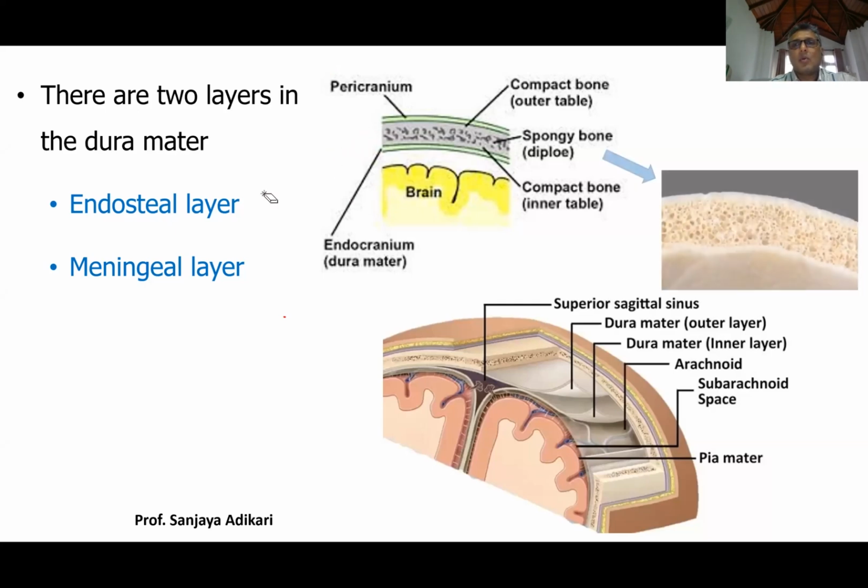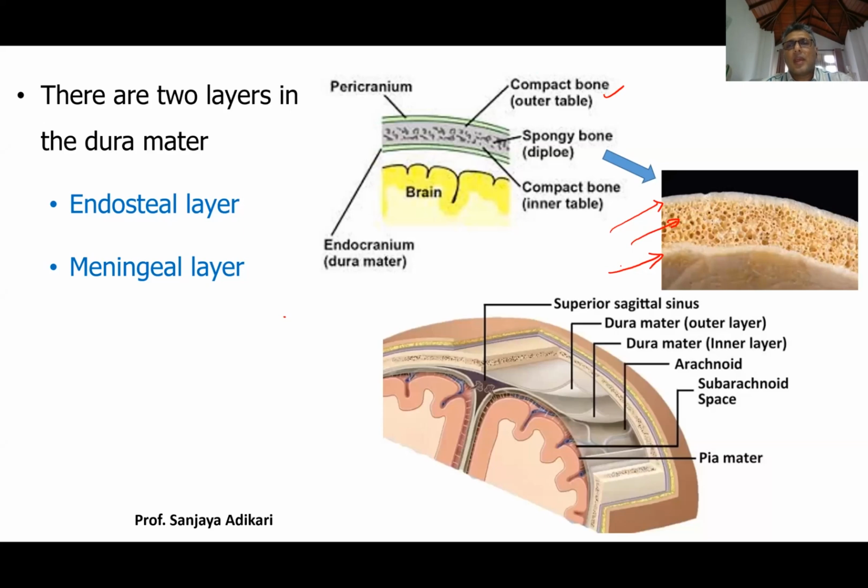If you look at the skull bone itself, this is how you see it in a diagram. You see 3 layers. You see what is called the outer table here. You can read it here: outer table of compact bone. I think you have studied bones, compact and spongy bones. So there is an outer table of compact bone and an inner table of compact bone. So there are 2 tables, outer table and inner table. Then in between you get spongy bone.